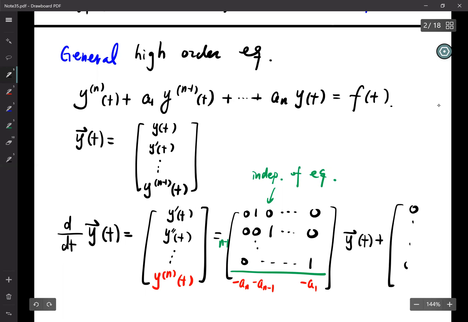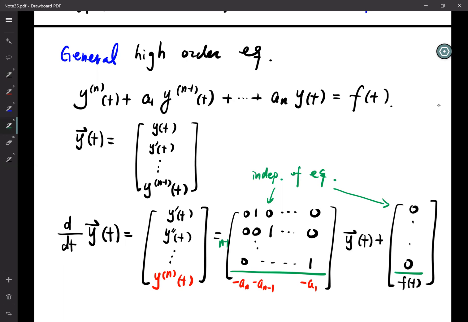Ft is a scalar. Again, the top n minus 1 rows is always 0, and the last one has a ft. And this is the so-called normal form.